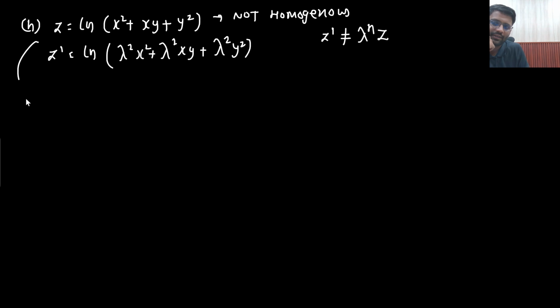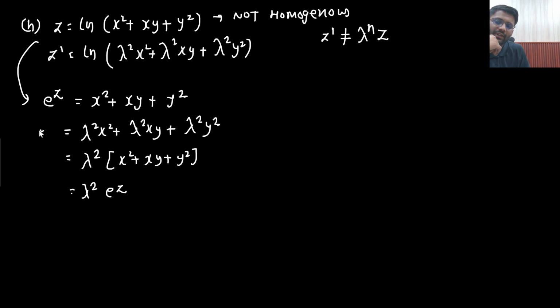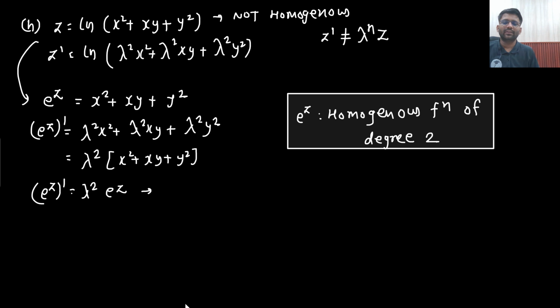But what if I had taken this ln to the other side? It would become e to the power z. So e to the power z would be x square plus xy plus y square. And here if I put lambda x, lambda square xy, lambda y, what would I be getting? Lambda square outside, x square plus xy plus y square. So what you are getting is lambda square e to the power z. So e to the power z dash is giving me lambda square e to the power z. What does that mean? Yes, it is a homogeneous function. So from here you can conclude e to the power z is a homogeneous function of degree 2. Always you need to take care of one thing: if you see inside, yes, something can happen. It could be a homogeneous function of order 2, order 3, whatever it is.